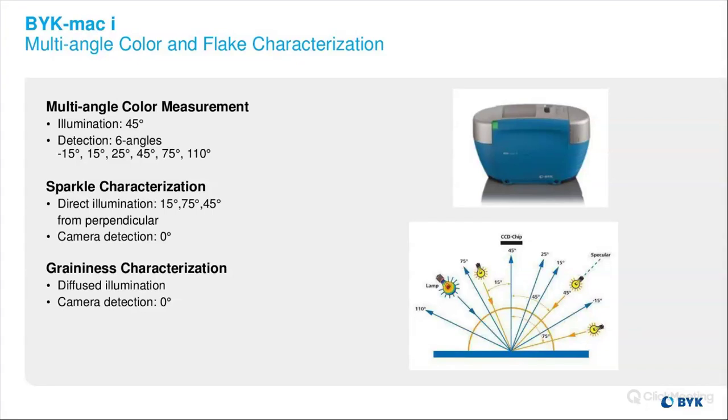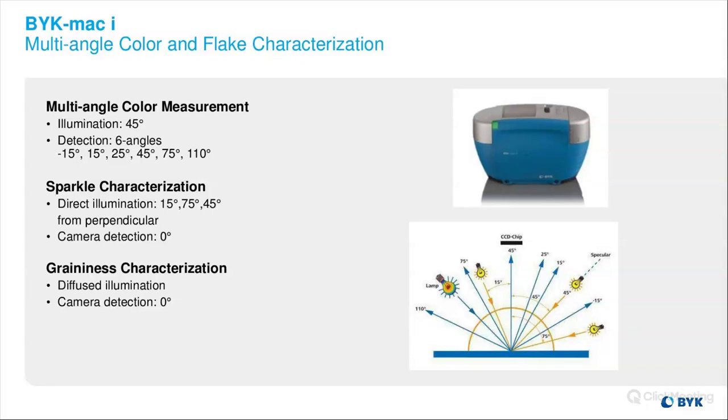And then it has detection angles. So your spectrophotometer is at negative 15 degrees. That's for your color flop. 15 degrees, 25, 45, 75, and then 110 to give you a full encompassing effect. And then for sparkle, there's a direct illumination at 15 degrees, 75, and 45.